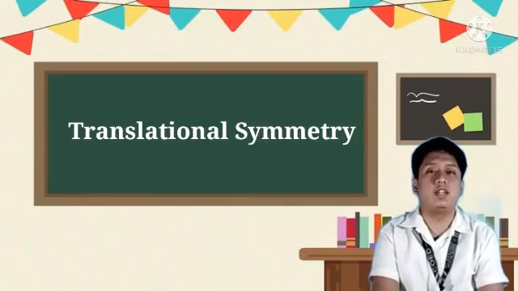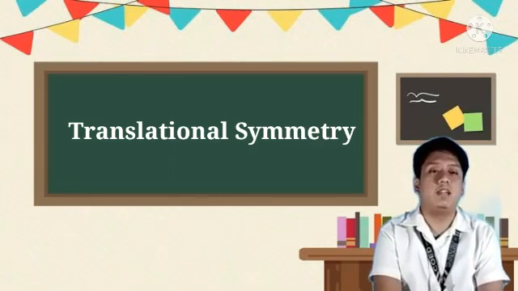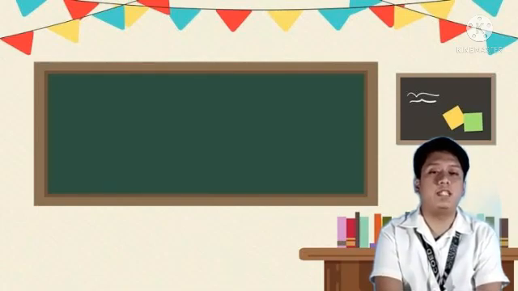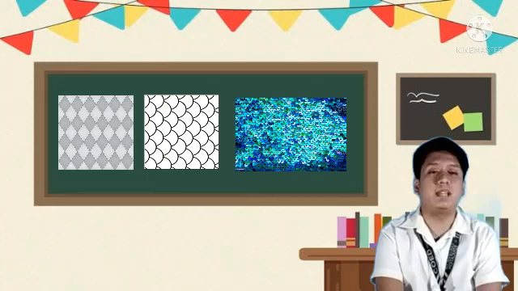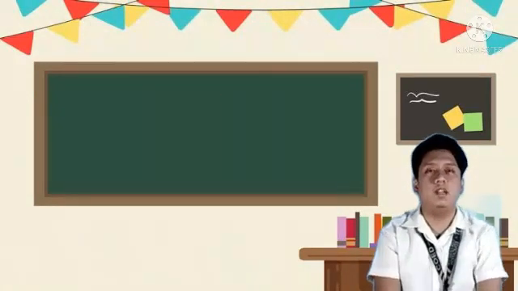Third is the translational symmetry. This type of symmetry is demonstrated by objects that do not change their size and shape even though they move to another place. The examples of this symmetry are the repeating tiles, scales of the fish, and sequence.